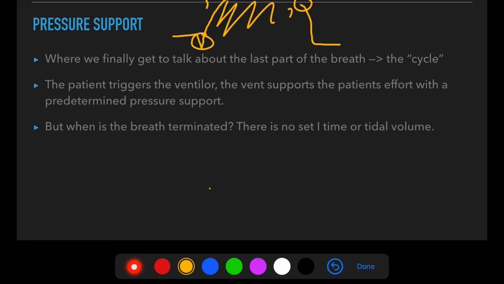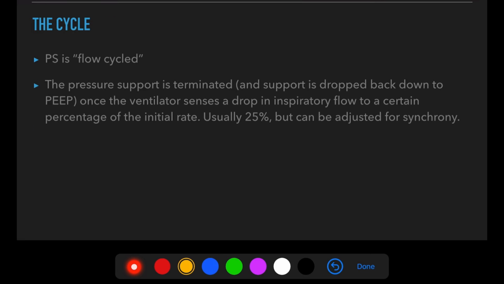So the patient triggers the ventilator, and the vent supports the patient's effort with a predetermined pressure support, but when is the breath terminated? There's no set I time or tidal volume in pressure support, so how does the vent know when to stop giving pressure support? So the vent, at least in pressure support, is flow cycled.